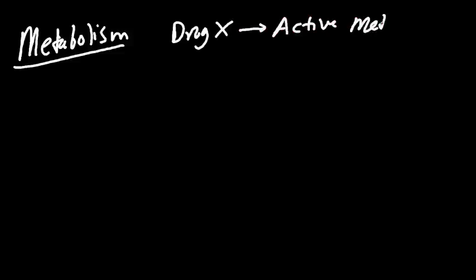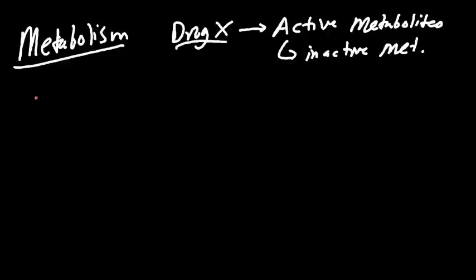So we're still talking about pharmacokinetics, what our body is doing to the drug. And what we'll be doing is we'll be metabolizing. We'll be taking drug X, turning it into active metabolites. And then eventually we'll turn it into inactive metabolites. So we're modifying this drug into its active and then inactive form. So how are we going to do that?